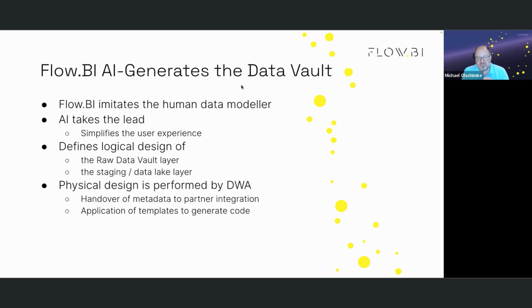So as I said, FlowBI is an AI that generates the data vault. It's really focusing on the raw data vault. That's, I would say, the focus of the engine of this solution, of this concept. Well, it generates the metadata for the raw data vault, but with that you can define every layer before that as well, like the staging area on your data lake or on your relational engine. FlowBI has that metadata essentially available.